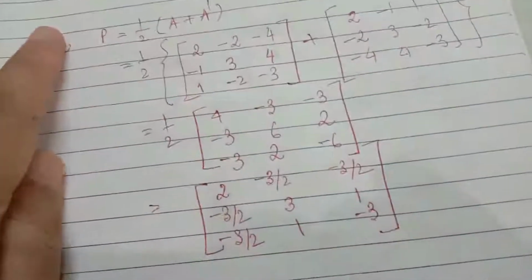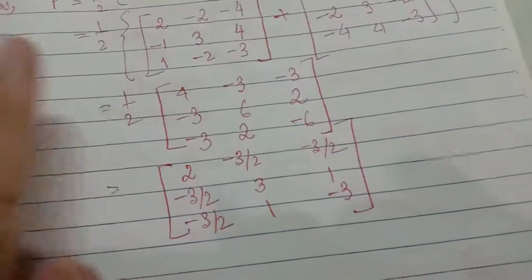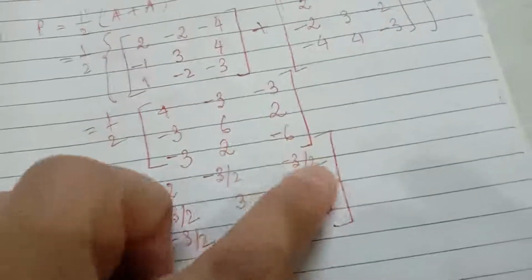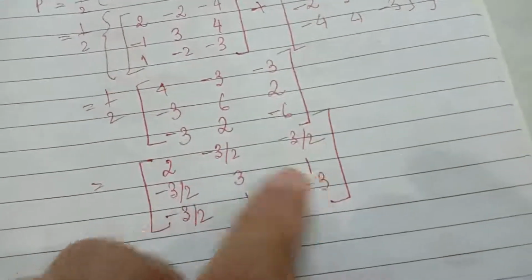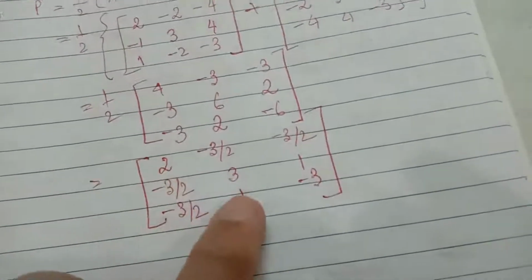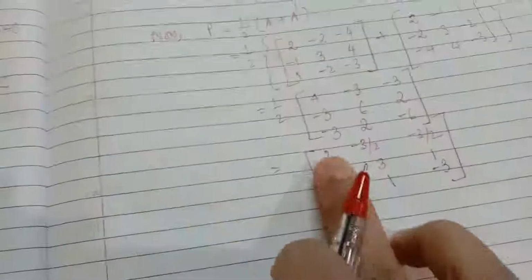In a symmetric matrix, these three diagonal numbers may be any three numbers, but this 3 and this 3 must be equal. You see, minus 3 by 2, minus 3 by 2, 1, minus 3 by 2, minus 3 by 2, 1. So this is clearly a symmetric matrix, but we have to show it. This is the matrix P.